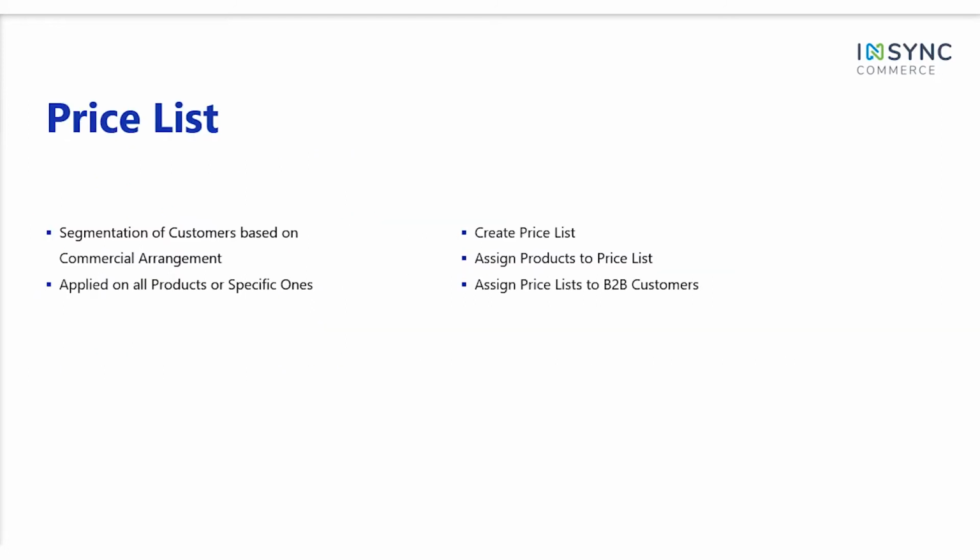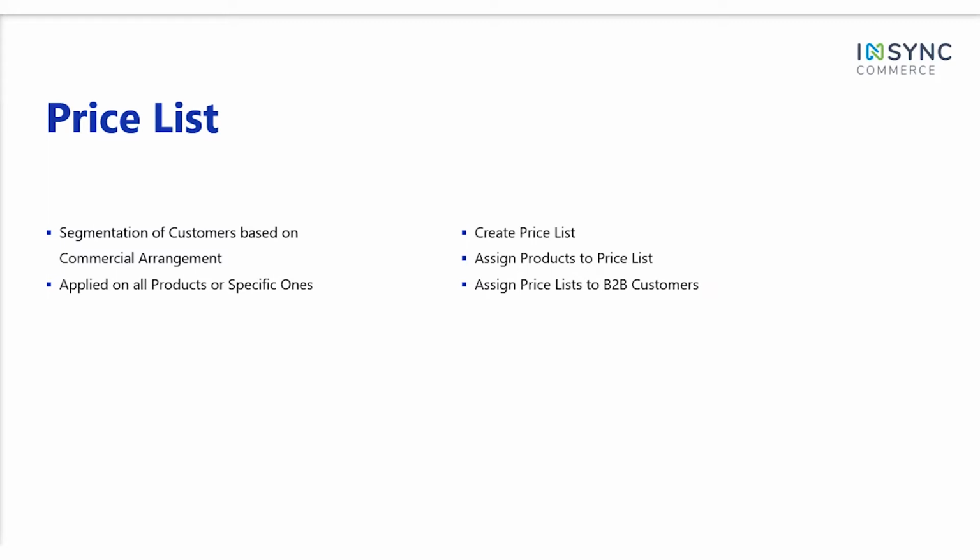So, price list, as we know, is applicable for B2B business scenarios. And when we talk about B2B business scenarios, price lists help to segment the customers based on the commercial arrangement. So, based on the commercial engagement, commercial activities, the customers can be segmented. Now, each price list can be applied to the whole list of the merchandise, all the products, or there can be specific products which can be a part of a specific price list.